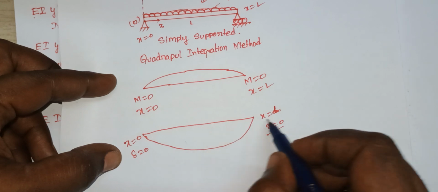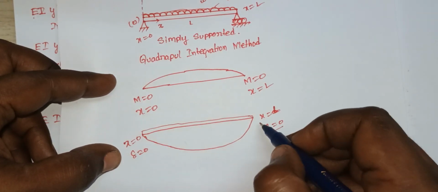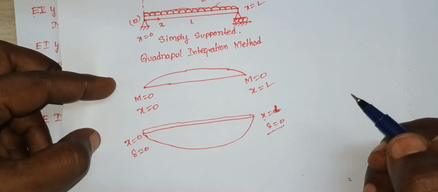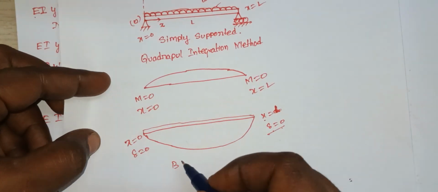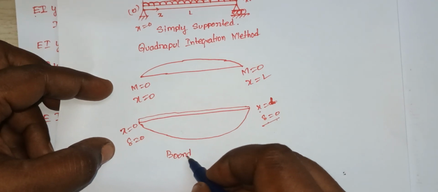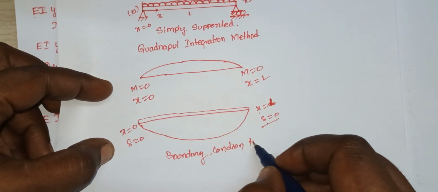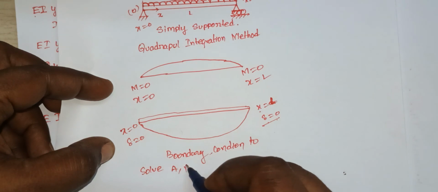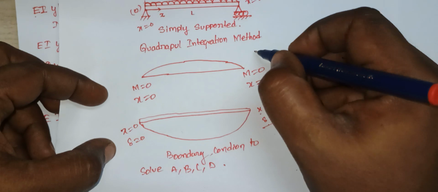So this will be the curvature of the beam. We are going to use these two boundary conditions to solve for a, b, c and d. Let us use this first boundary condition over here.